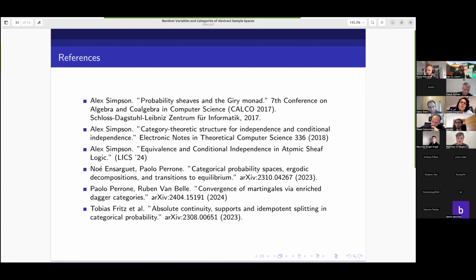Oh yeah, also, so references are these three papers by Alex, and then this kind of Markov category stuff that was done by Paolo and Tobias and others. So I will put the title of the one I mentioned in the chat. I will write it. Give me a moment.